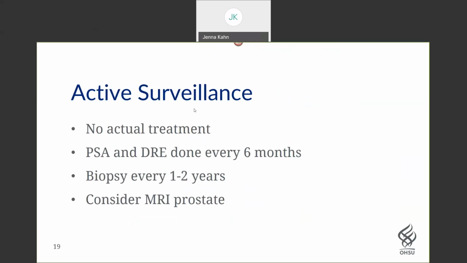Active surveillance means no actual treatment. It's actively watching the patient. So a PSA and a digital rectal exam is done every 6 months to a year, and a biopsy every 1 to 2 years. And you might consider an MRI as well.